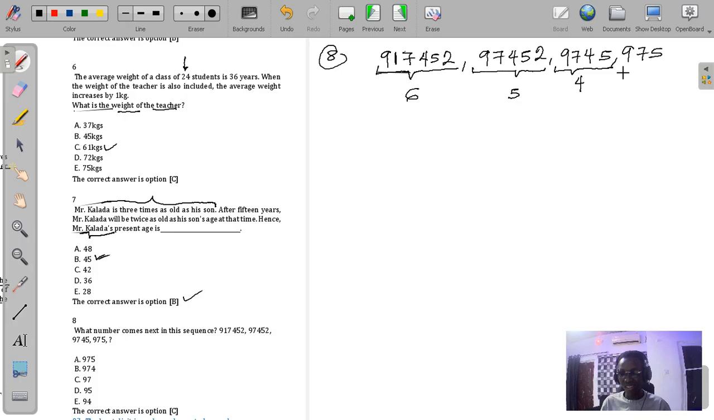Guys, next one, 4 digits. Next one, 3 digits. So can you tell me how many digits I'm going to have for the next one? How many digits will I have? Thank you, 2 digits. Now that we know that we are going to have 2 digits, what will be the 2 digit value? That means option A is out of it. Option B is out of it. So it's between these three options.